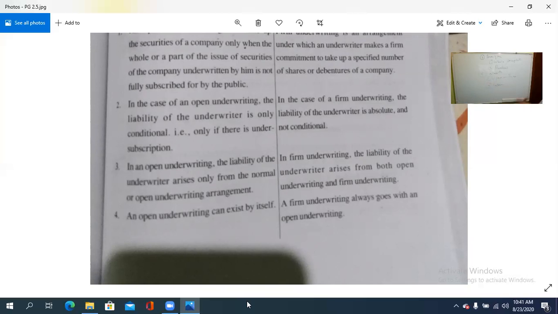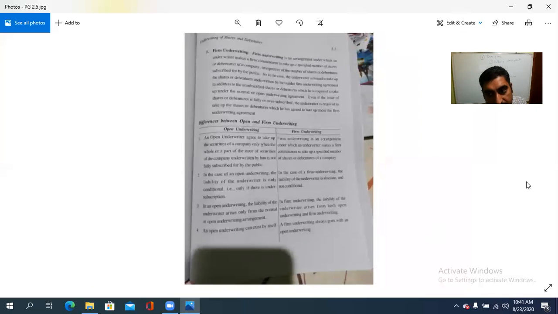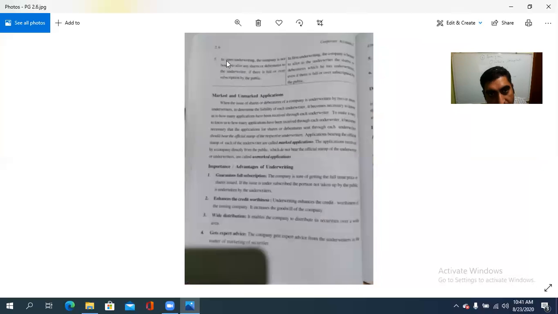A firm underwriting always goes along with an open underwriting. Then next is an important difference between open and firm underwriting.